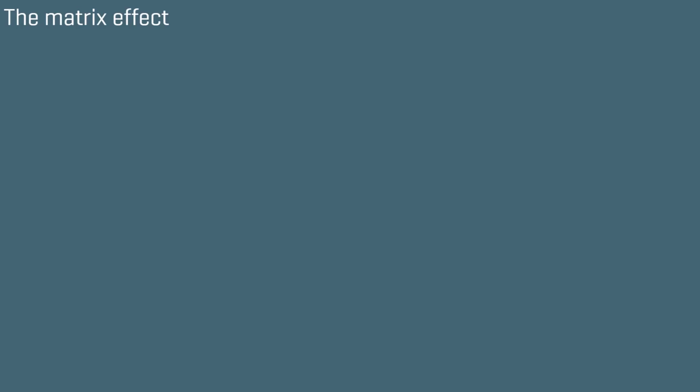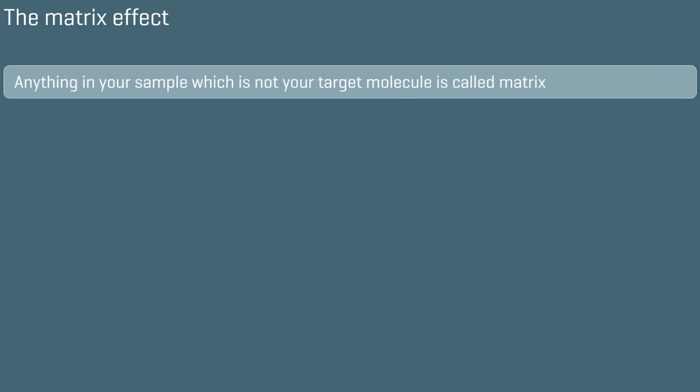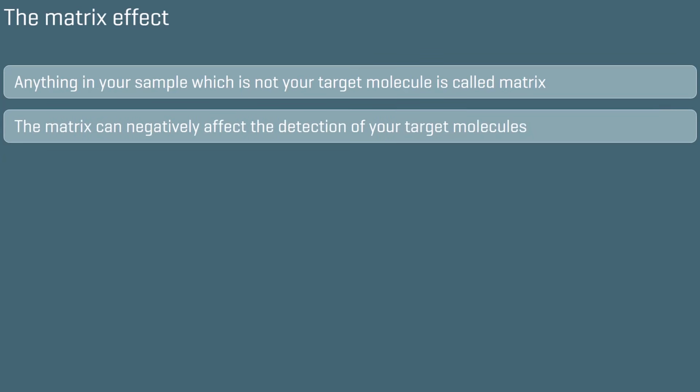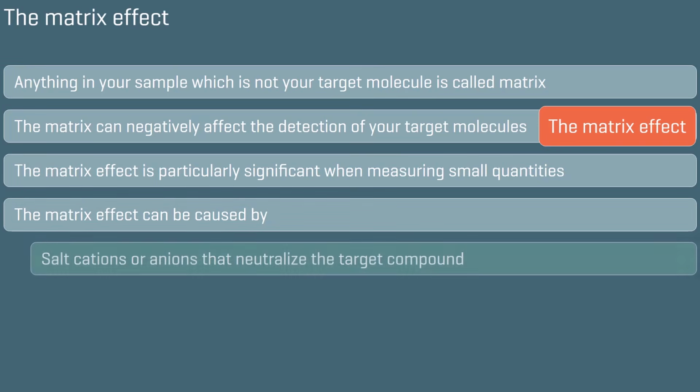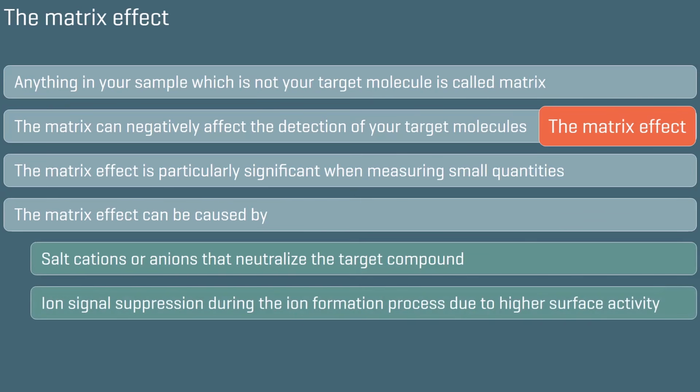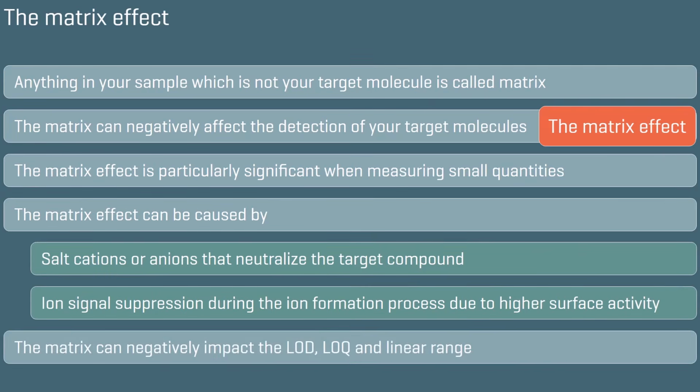In summary, any substance that is not the target molecule in the sample is called matrix. The matrix can negatively affect the detection of your target molecules, a phenomenon known as the matrix effect. This issue is particularly significant when measuring small quantities of the target molecule. The matrix effect can be caused by the formation of salt adducts that neutralize the target molecular ion, or the suppression of ion signals during the ionization process due to a higher surface activity. And it results in an increased limit of detection and quantitation, as well as a reduced linear range compared to pure samples.